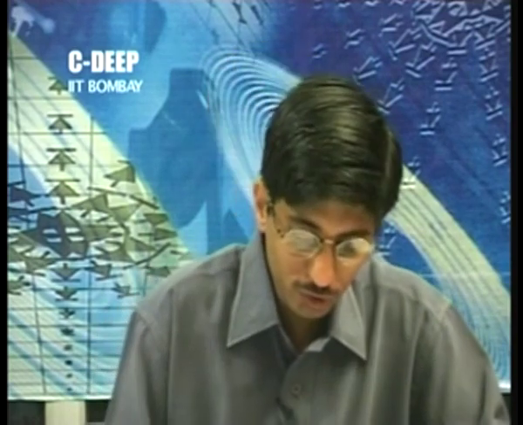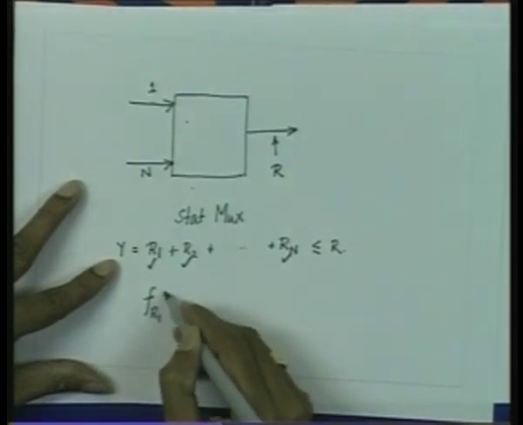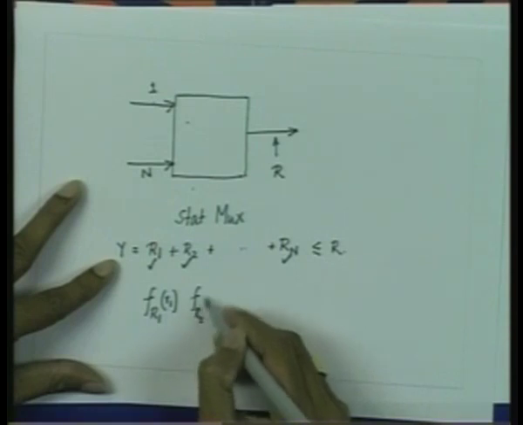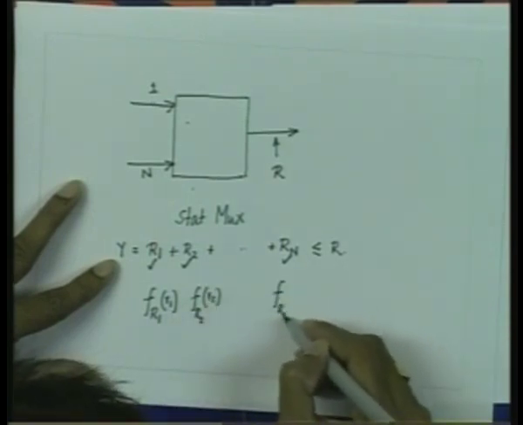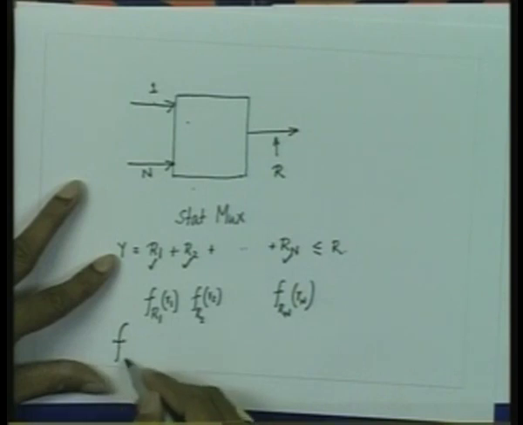Now we had seen a hypothetical admission control mechanism where we assumed that each source knows its traffic characteristics in terms of its probability density function. So each of these sources can specify its probability density function to the network. If the network knows the probability density functions of each of these Ri's, denoted FR1(R1), FR2(R2) and FRn(Rn), then the network can compute the probability density function of Y, which is FY(Y).